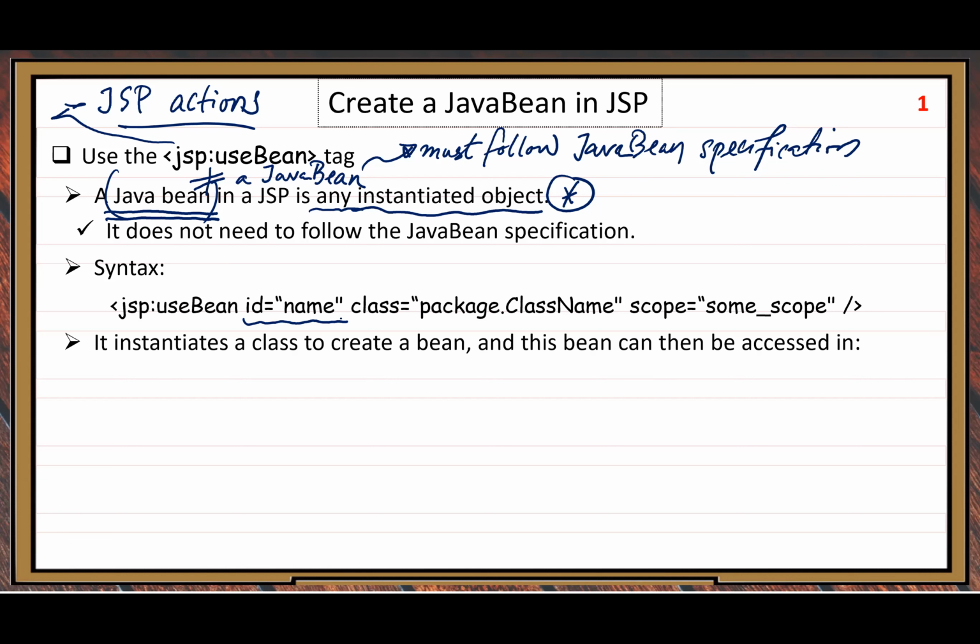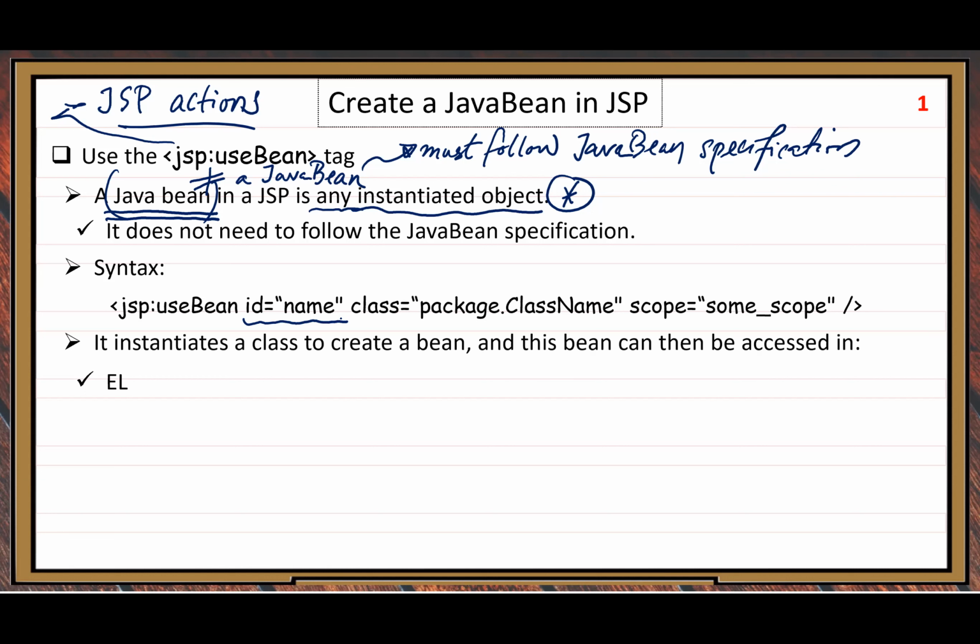It instantiates a class to create a bean, and this bean can then be accessed in a few places. But after you create a bean, you need to use it somewhere, right? Where can you use these beans? Here I give you three different places where we can use this bean. The first one, EL.